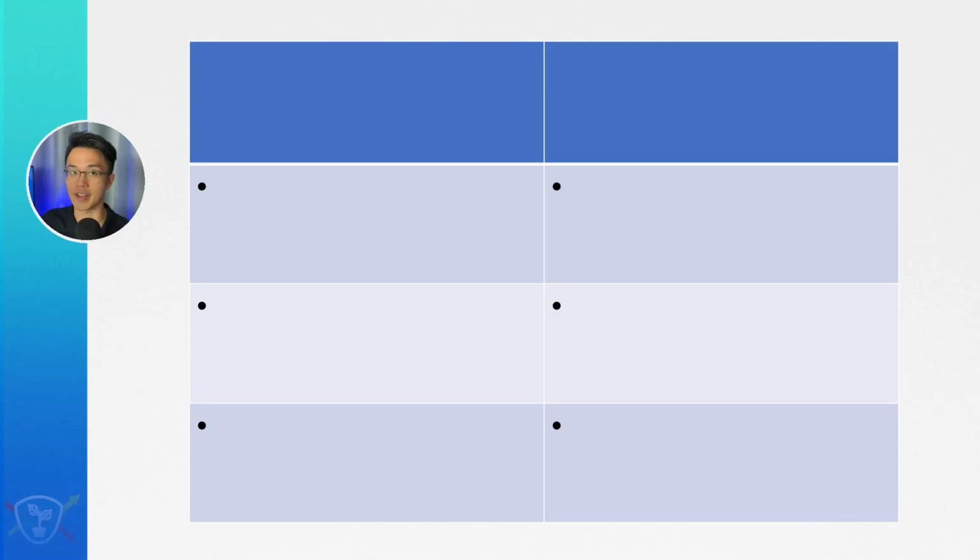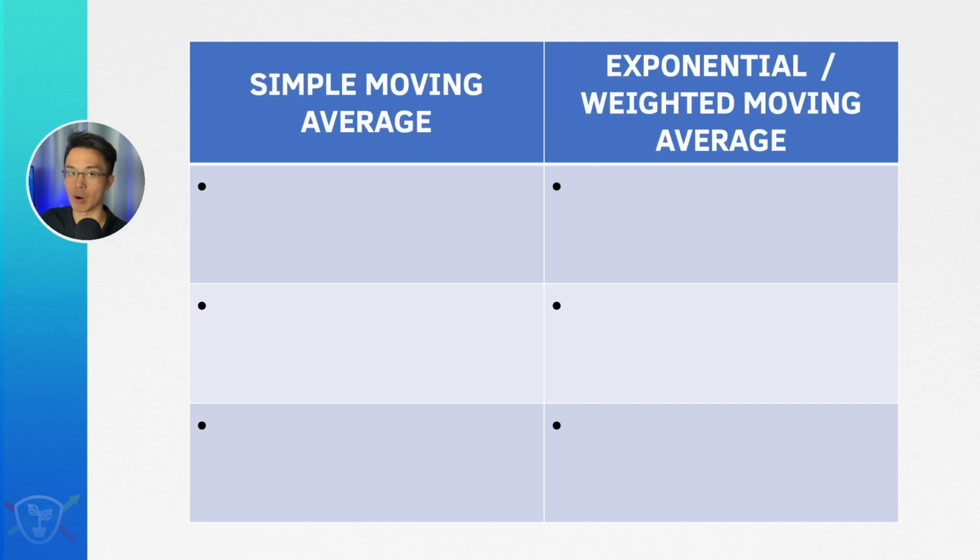Moving averages are a tool that gives us the average price of a stock over a specified number of days, and we can use this tool to help us to identify market trends. There are two main kinds of moving averages we can use, namely the simple moving average and the exponential or the weighted moving average.